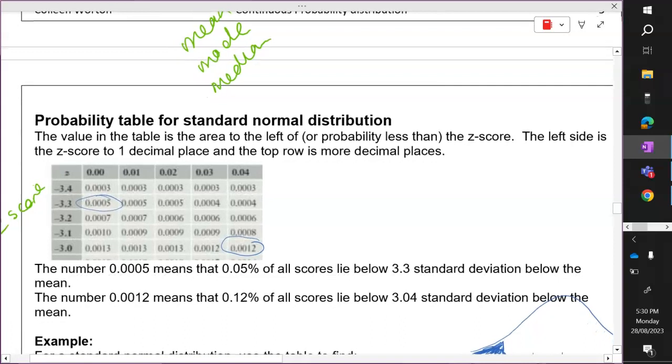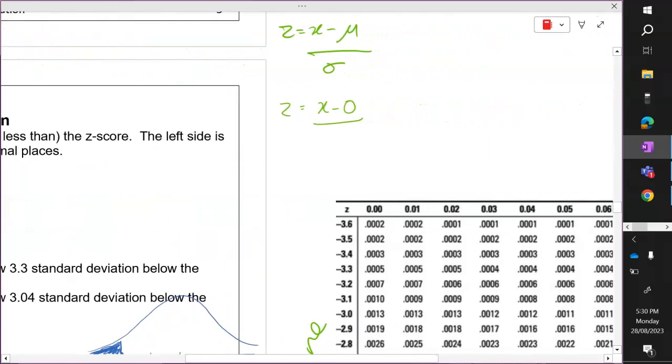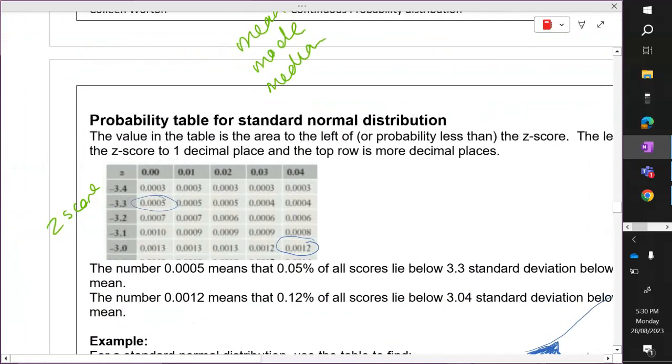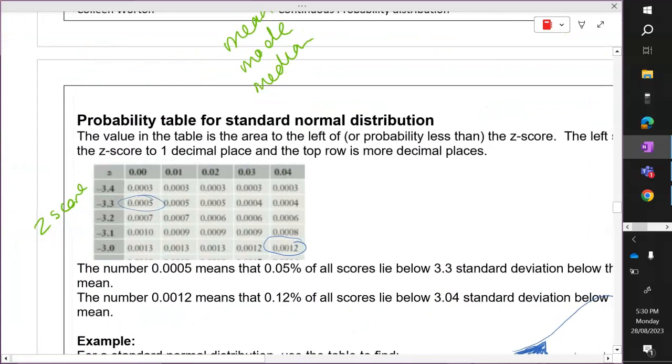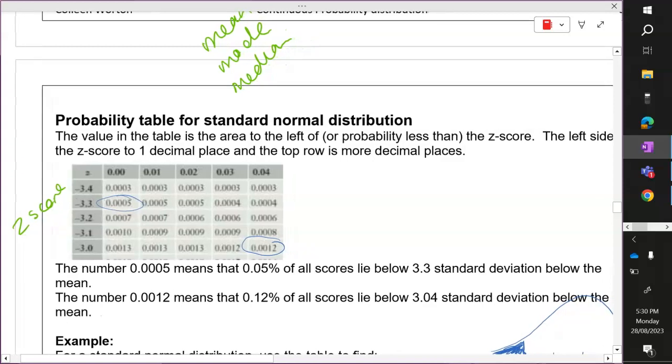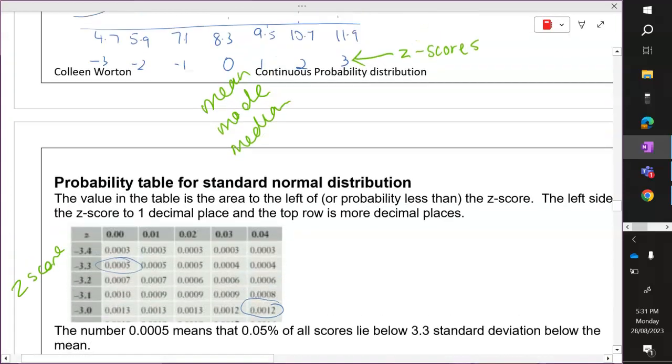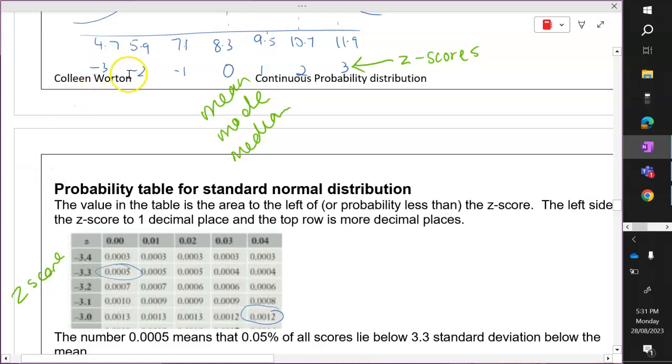Now, what we have below, and actually I've got one to the side which I've pasted into your questions from your textbook, is a probability table for the standard normal distribution. And the value in the table is the area to the left, or the probability that's less than the z-score. So our z-scores are the values underneath here, okay, that we've allocated. Basically a position, at this point we'll think of it as, in relation to the mean.